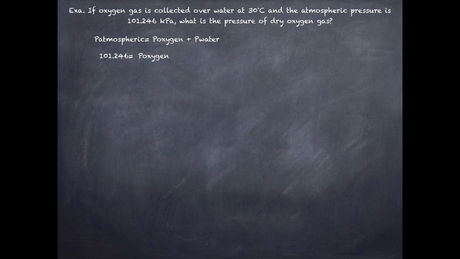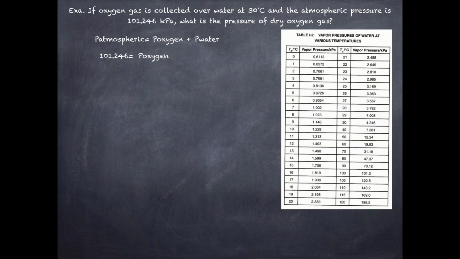Well, I know that this is happening at 30 degrees Celsius. So I look online, or I look at this table and I say, okay, at 30 degrees Celsius, the vapor pressure of water is going to be 4.246. All right, so my partial pressure of oxygen, to answer this question, is 97.00 kilopascals. Thank you, Dalton's law of partial pressure.